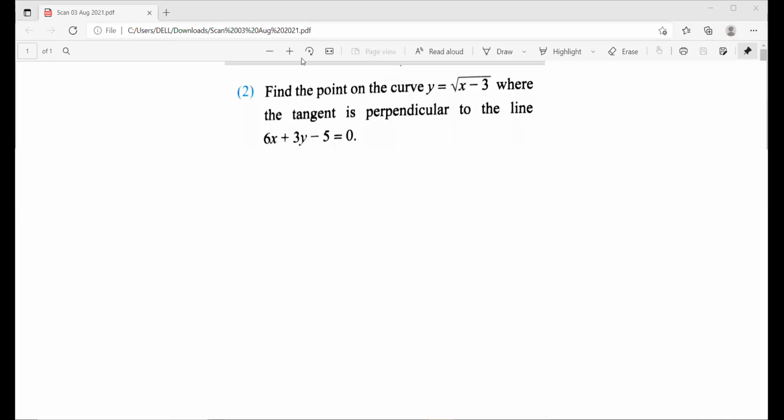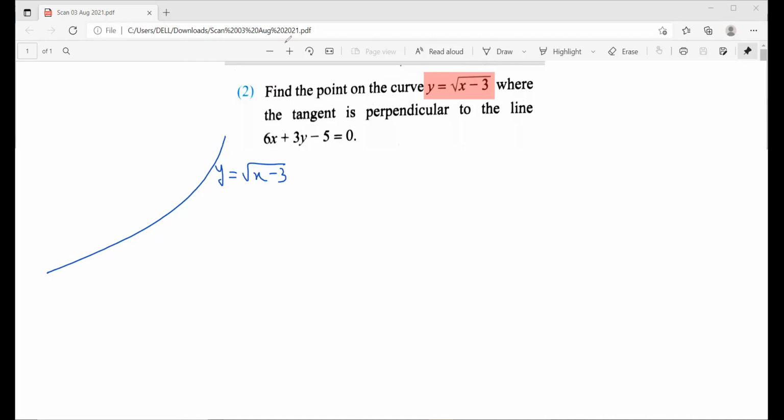Now we have another question. See here, the second question is find the point on the curve. What is the curve? Y equals square root of x minus 3, where the tangent is perpendicular to this line. So try understanding what the concept is. The concept goes as there is some curve. We do not know what that curve is, so we can draw any curve. It's okay, no problem. There is some curve, and this curve equation they say is y equals square root of x minus 3. This is the equation of the curve.